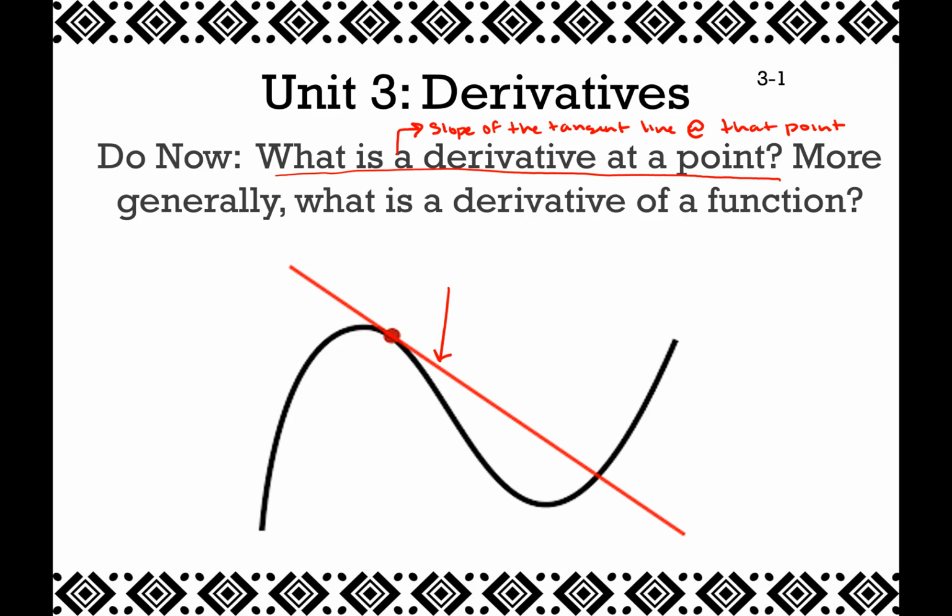But more generally, what's the derivative of a function? Well, that's kind of interesting. It actually is a function that when we plug into it, it can give us the slope of any tangent line at any point on the function. And that's going to sound really confusing right now until I give you some examples, and we're going to jump into that.